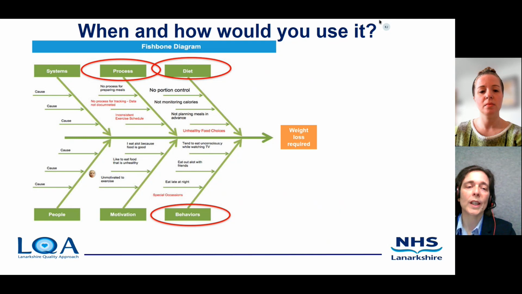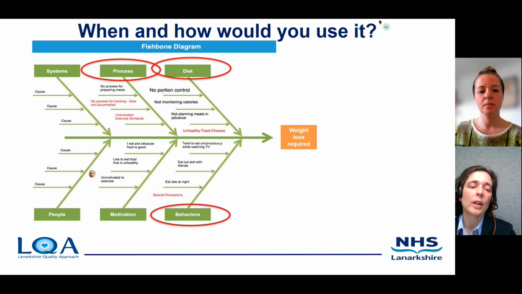And then you think about the processes. So it's another theme, about processes, and that's like not preparing. There's no process for preparing meals, so you're just eating snacks all the time. You've not got a good exercise schedule and things like that. Behaviours will be a big thing with the weight loss required. So think about your behaviours and habits really, and in a work system, habits and routines can come into play that you're wanting to really look at. So with this one, eating late at night, eating out a lot with friends, their behaviours that all lead to there being an issue with weight loss.